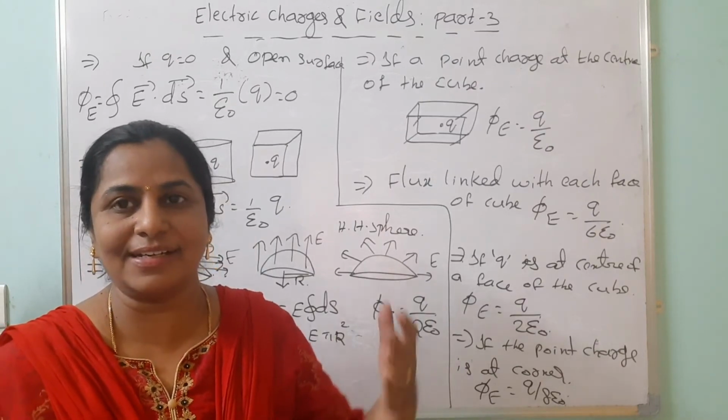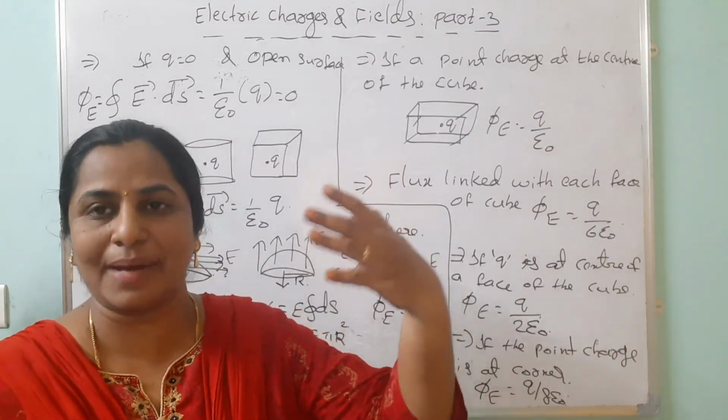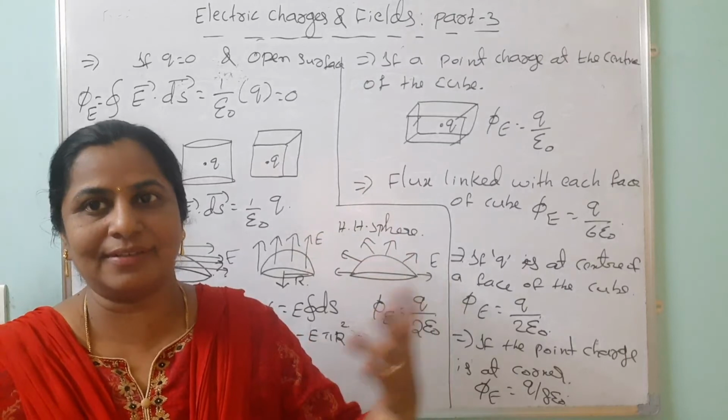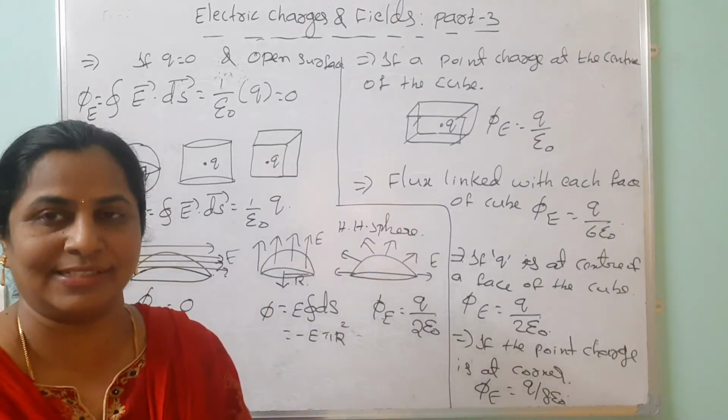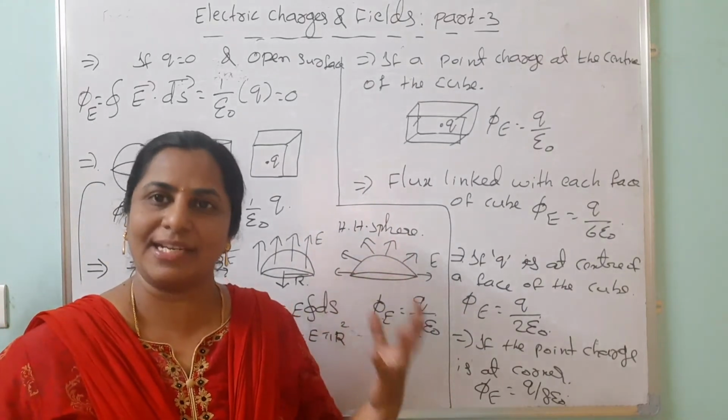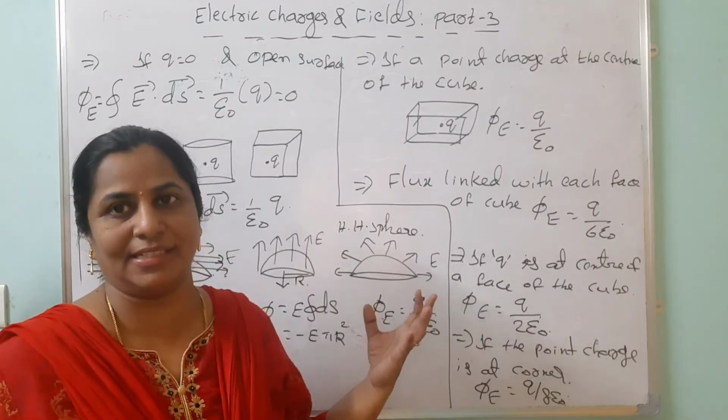What is electric flux? The number of electric lines of force passing through the area and perpendicular to the area is called the electric flux. Then we discussed about charge densities. There are 3 types of charge densities.